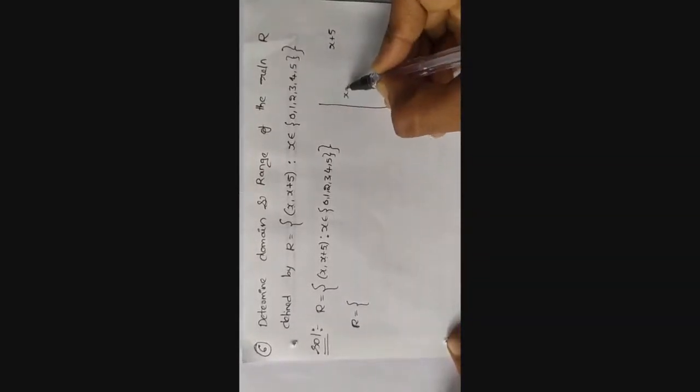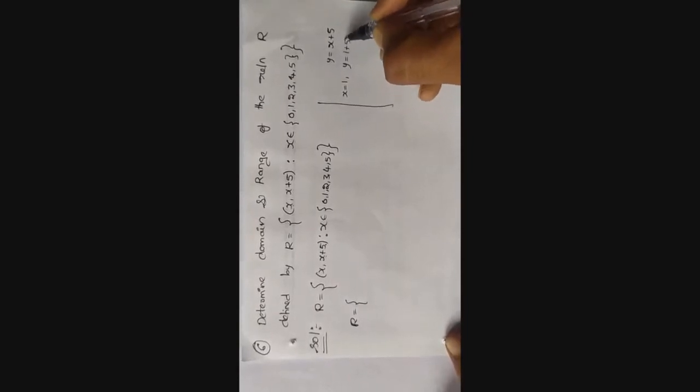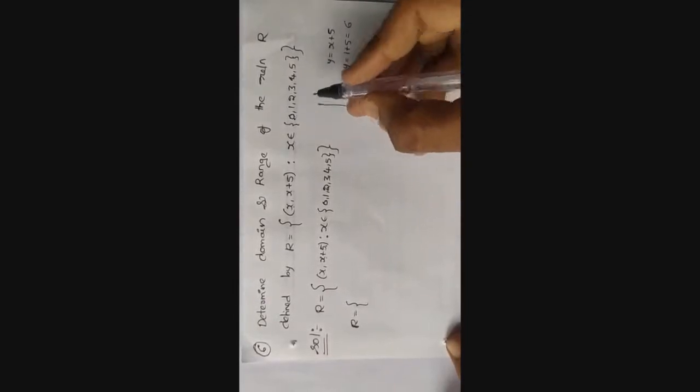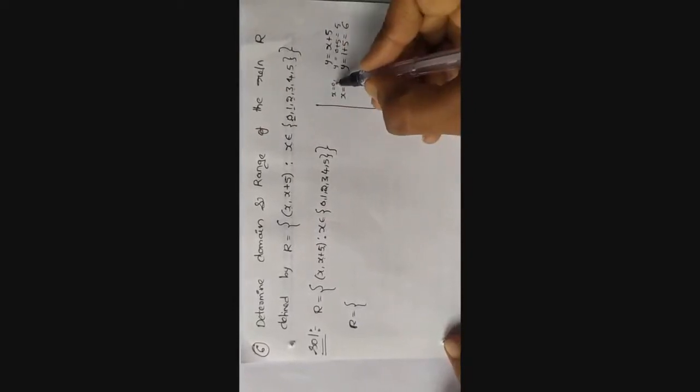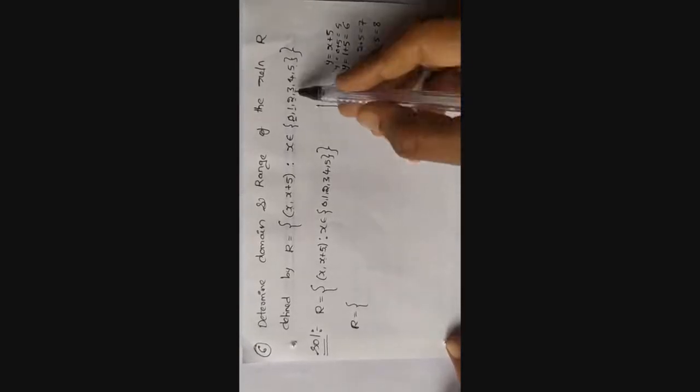Let us consider x plus 5 as y. If x equals 1, then y equals 1 plus 5, which is 6. It starts from 0, right? If x equals 0, then y equals 0 plus 5, which is 5. Next, x equals 2, then y equals 2 plus 5, which is 7. If x equals 3, then y equals 3 plus 5, which is 8.